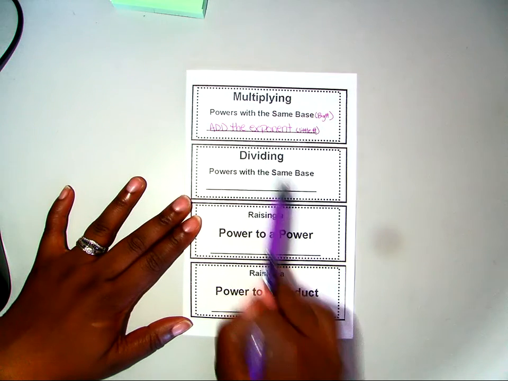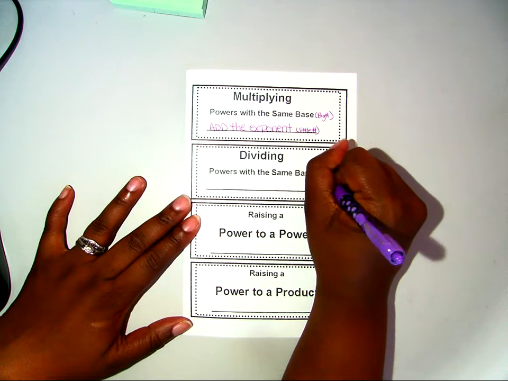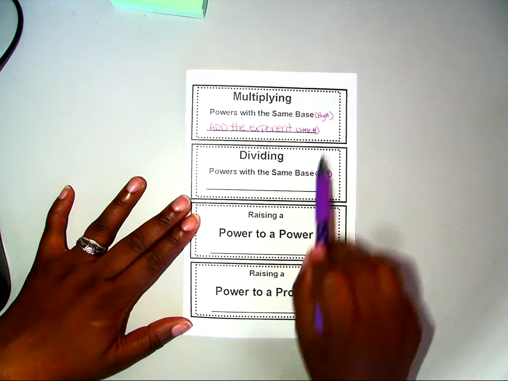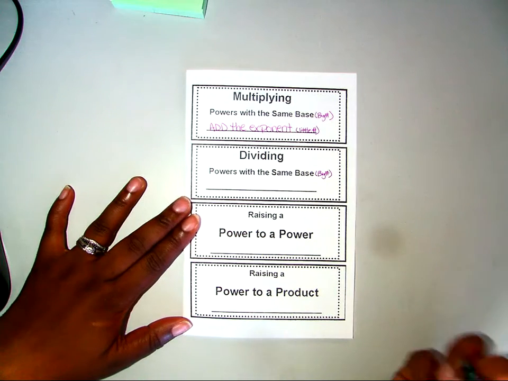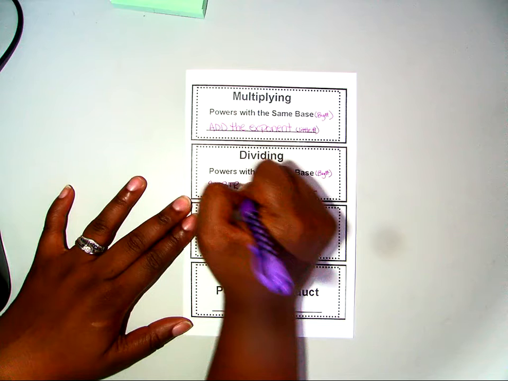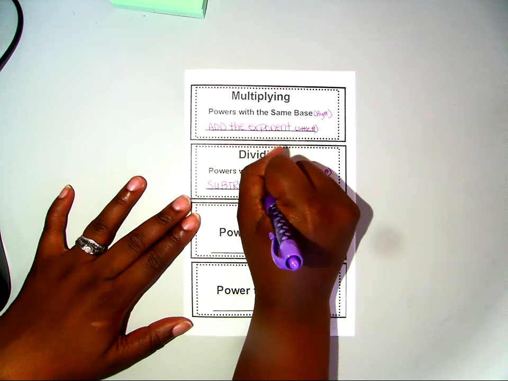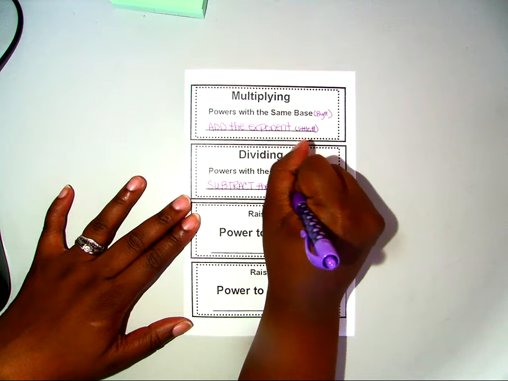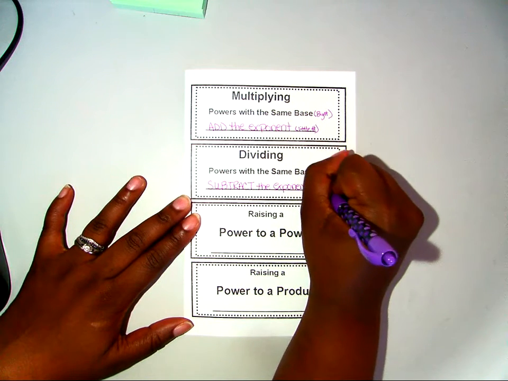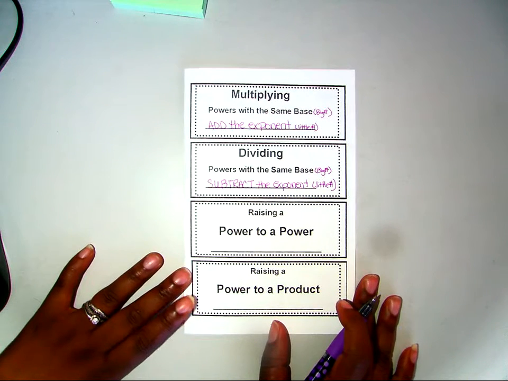Dividing. When powers have the same base, we know the base is the big number. And you don't have to write this. This is just a cheat sheet for people who forget sometimes. You have to subtract the exponent, that's right, the little number. Right?